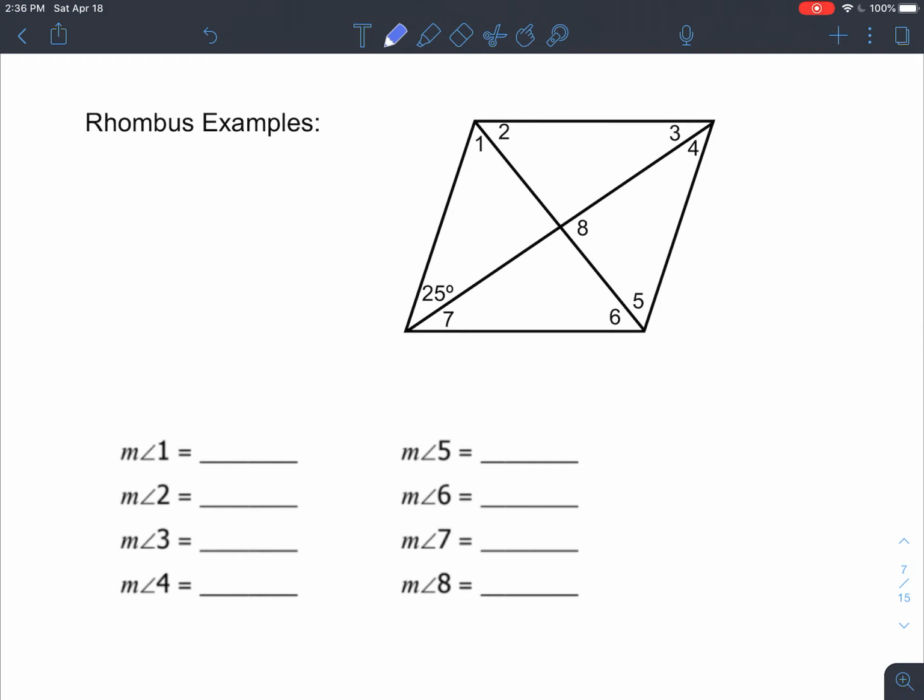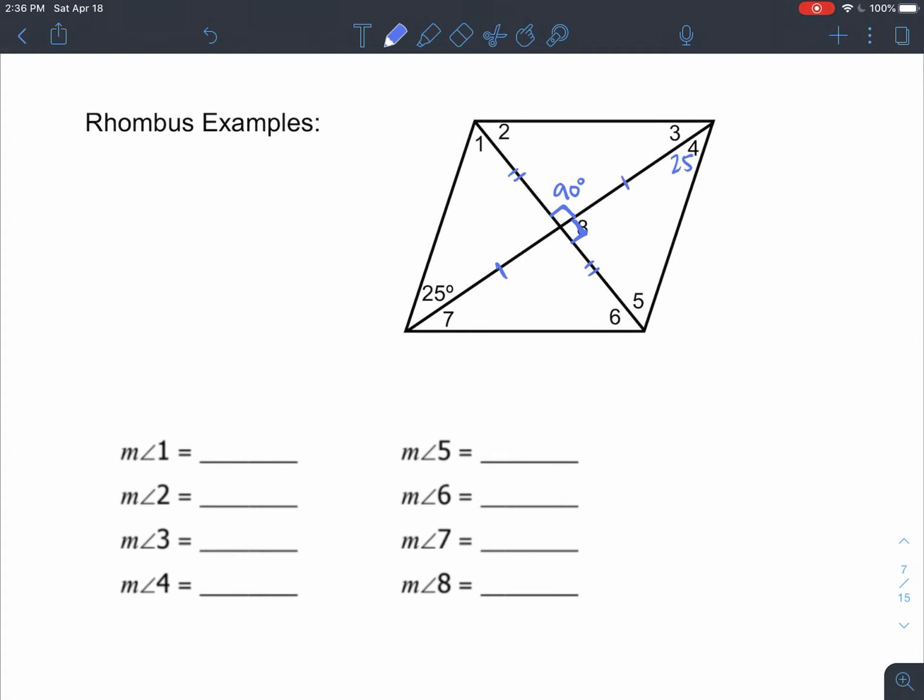Here is our rhombus. A couple of things about a rhombus. Remember, we're dealing with angles here. So our diagonals are meeting at a 90-degree angle. And we have our alternate interior pairs. So I have 25 here and 25. This will be 90 right here as well. This will be congruent, and so will those. So let's work our way around.